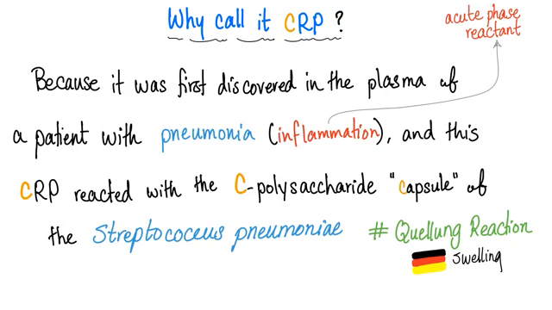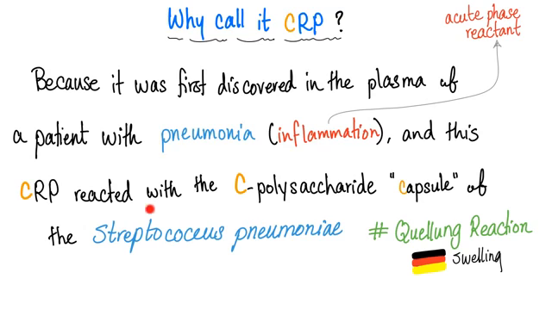Why do we call it CRP? Why not FRP or DRP? Okay, because it was first discovered in the plasma of a patient with pneumonia. And as you know, pneumonia is an inflammation. And since it's inflammation, it makes sense that CRP is an acute phase reactant. It increases when you have inflammation. Because when you have inflammation, we add the suffix itis to everything. You have pancreatitis, you have otitis, urethritis, etc. But we don't say pneumonitis. It's kind of heavy on your tongue, so we say pneumonia.